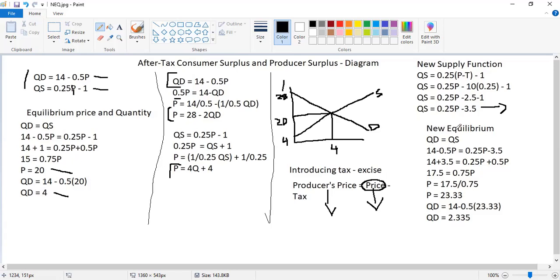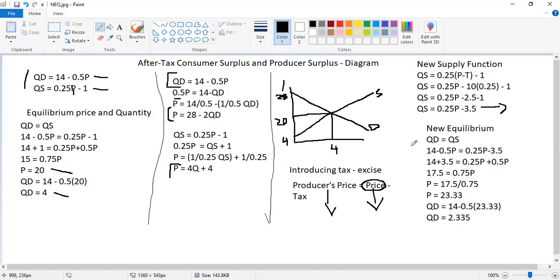But the consumers' demand function is going to be the same, because the tax is not affecting the consumer, it's affecting the producer. What will happen in the market is that the consumers are going to reduce the quantity they are buying, because now the price is going to increase. Producers are going to add a tax to the price, and producers too will reduce the quantity that they are producing.